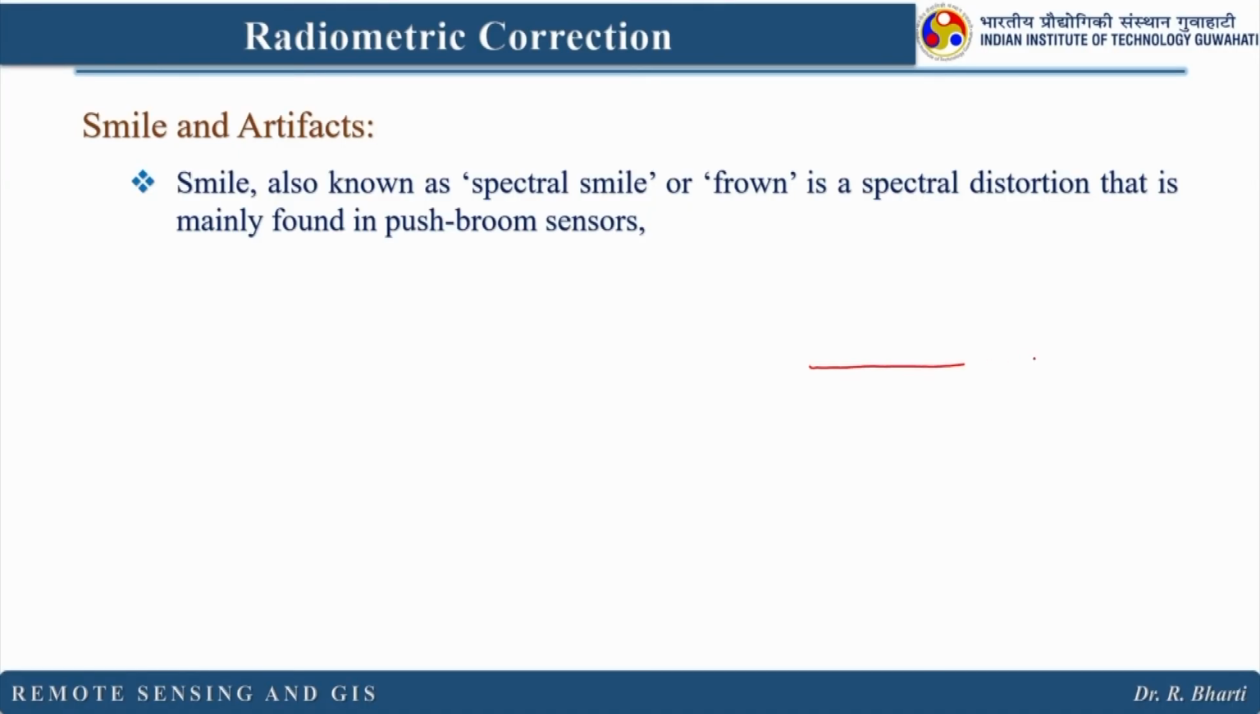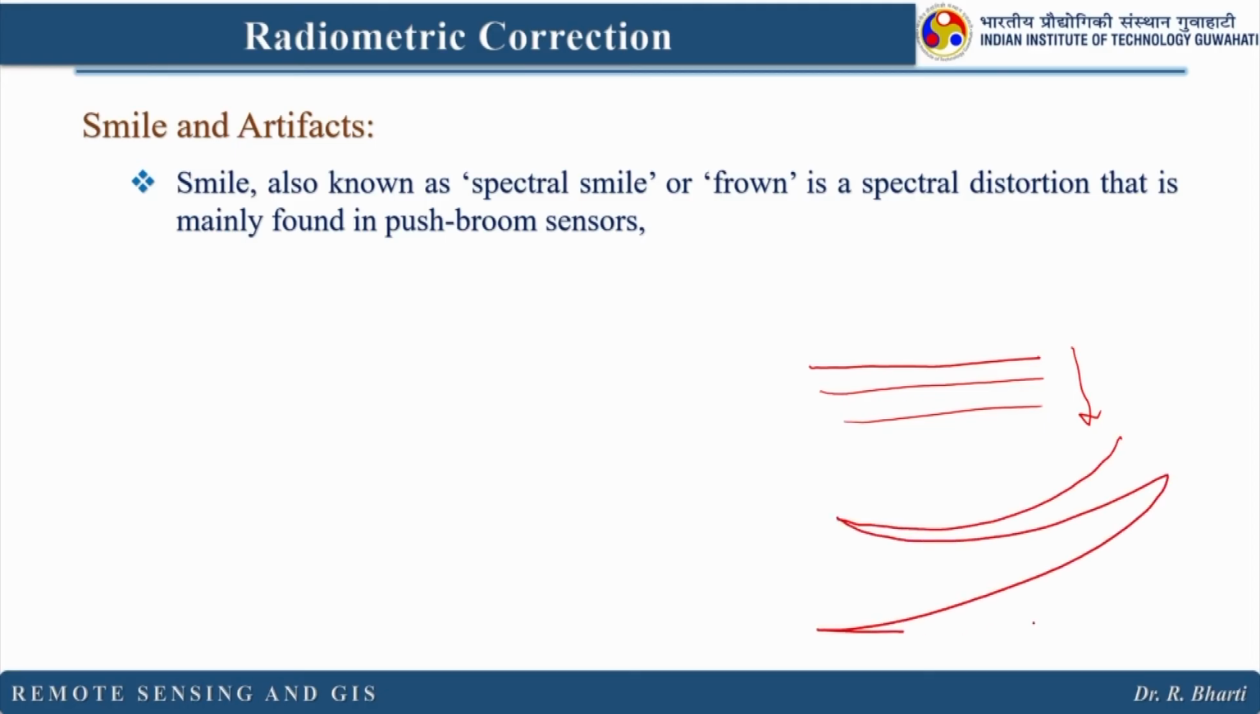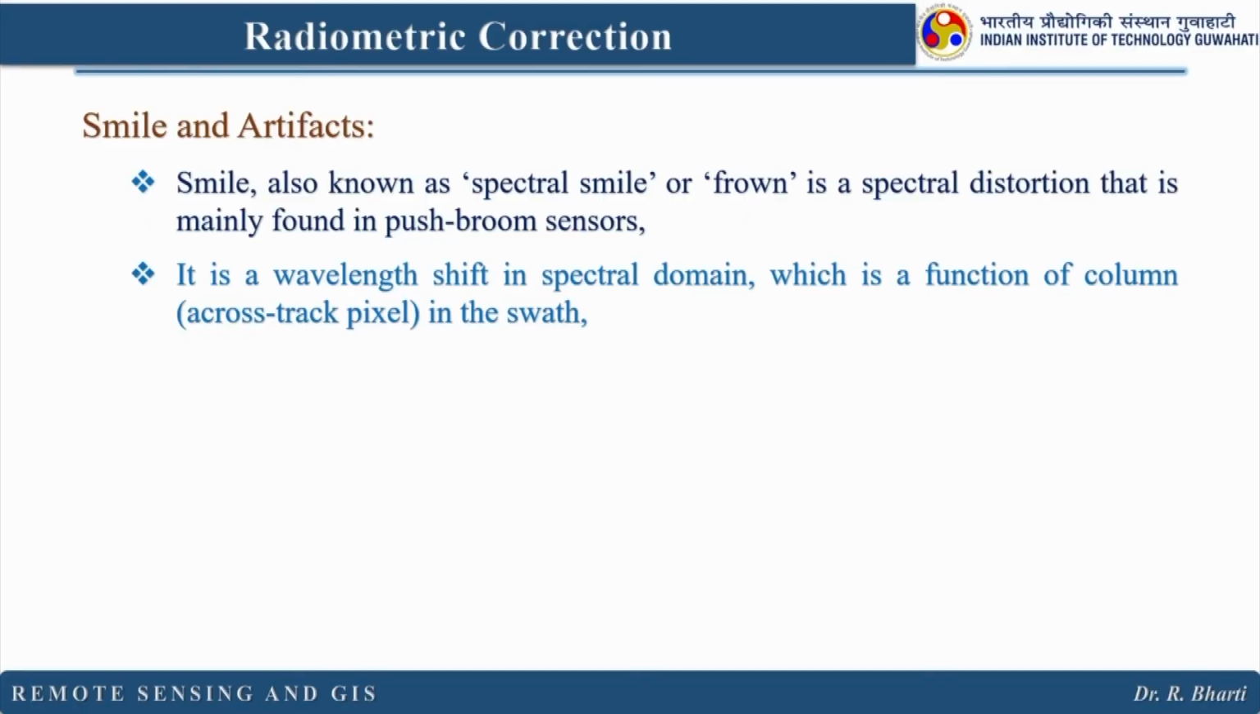So a push broom sensor is here, this is the first scanning, second scanning, like that it is moving. So it does not have any oscillating mirror and it is not moving like this. So this is not the case. Here it is moving forward, pushing line by line, right. So it is a wavelength shift in the spectral domain, which is a function of the column, the across-track pixel in the swath. So let us understand this very carefully.